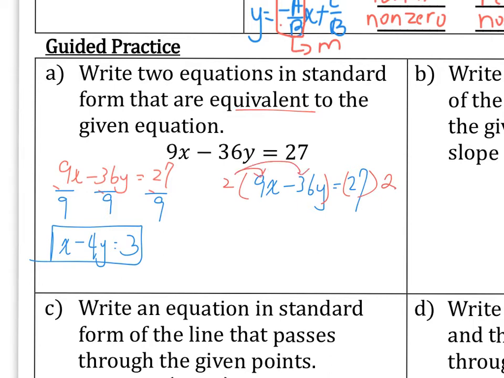Distribute the 2 on the left-hand side and multiply 27 times 2. And this would be another equivalent equation in standard form.